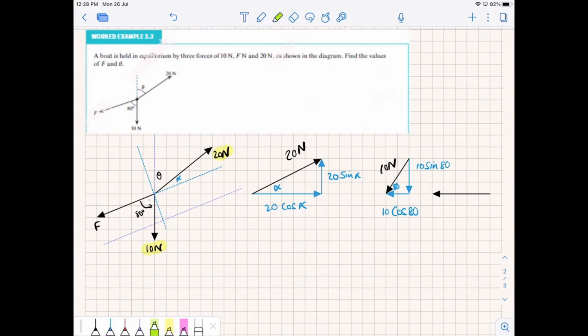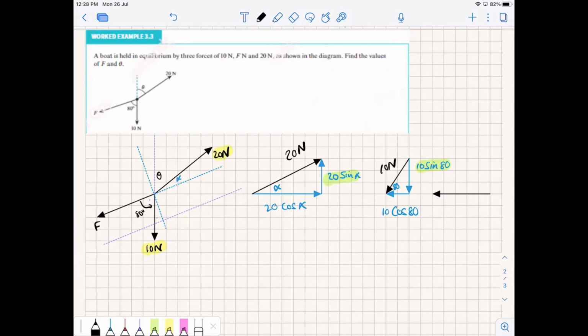I've split my two known forces up into a vertical and a horizontal component. Here's the one, and here's the other one. Have a look at the directions I've drawn my arrows in. They're acting in opposite directions. And these three forces in total are in equilibrium. That means that the two component forces that are acting in opposite directions, on the same line of action, must be equal to each other.